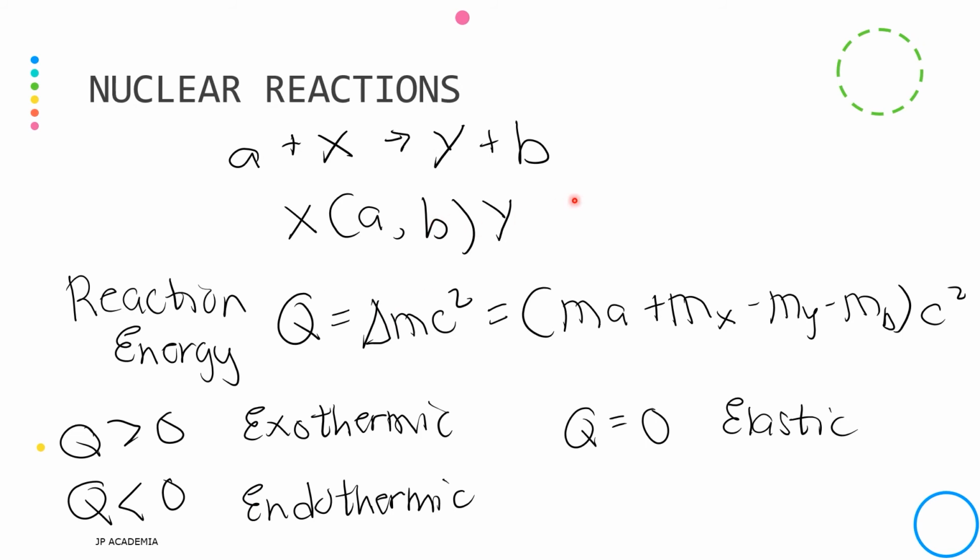And the Q, the reaction energy as we have defined previously, is positive if the reaction is exothermic, meaning the energy is given off in terms of the kinetic energy of the products or through gamma ray emissions. Q is negative if the reaction is endothermic and the incoming particle must have a minimum energy in order for the reaction to occur. While if Q is equal to 0, this scattering event is said to be elastic and the total kinetic energy does not change.